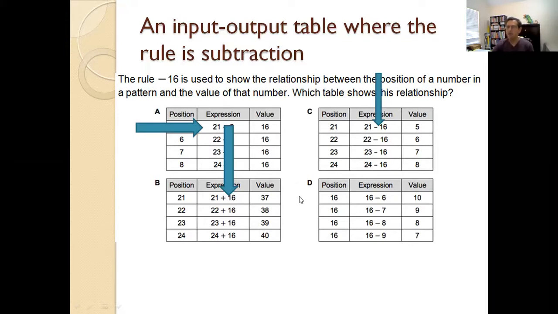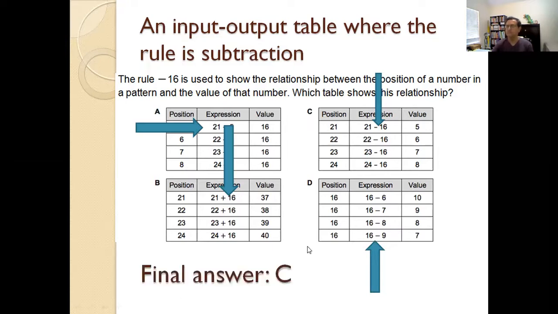Now let's do option D. Position 16, 16, 16, 16. Hey, there is a mistake here. They tried to pull your leg here with the position. Be careful. So option D is incorrect. You don't have to look at the rest. Position is incorrect. Maybe the expression, no, and the expression is also wrong because they put 16 minus 6 instead of 6 minus 16. So option D is incorrect because of the expression also. Not only the position, but the expression.